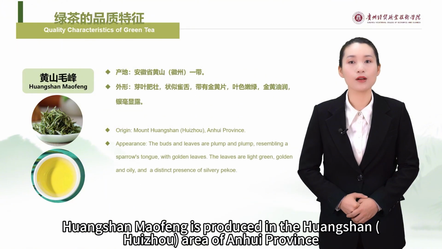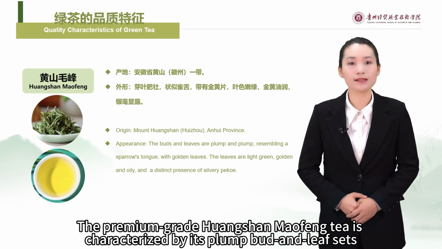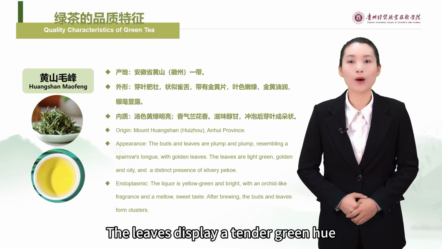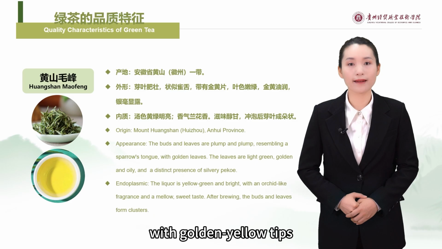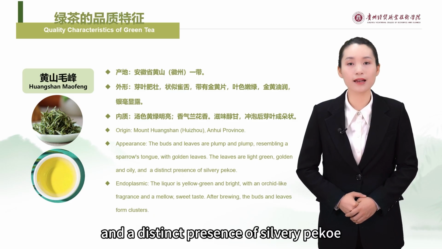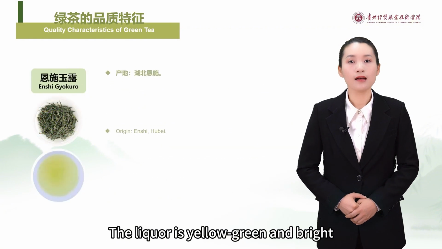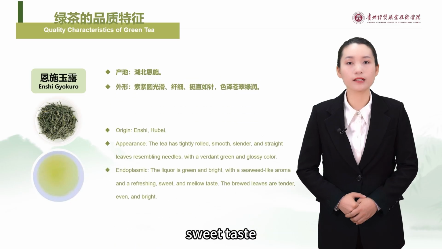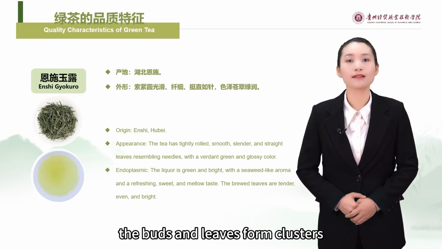Huangshan Maofeng is produced in the Huangshan area of Anhui Province. The premium-grade Huangshan Maofeng tea is characterized by its plump bud and leaf sets, which resemble a sparrow's tongue. The leaves display a tender green hue, with gold and yellow tips, an oily, golden sheen, and a distinct presence of silvery pekoe. The liquor is yellow-green and bright, with an orchid-like fragrance and a mellow, sweet taste. After brewing, the buds and leaves form clusters.